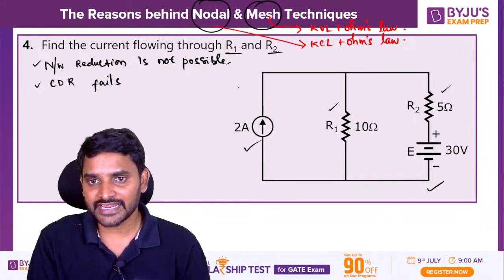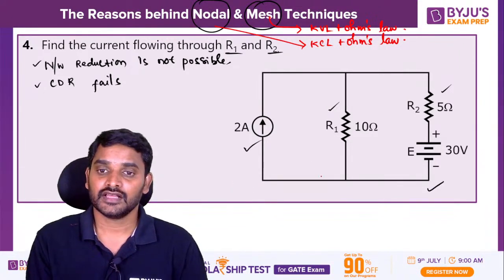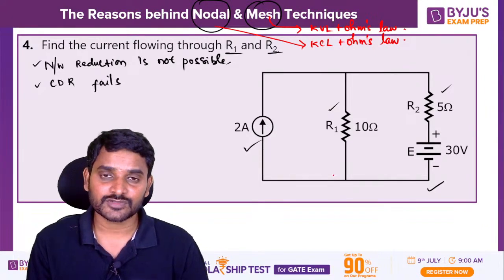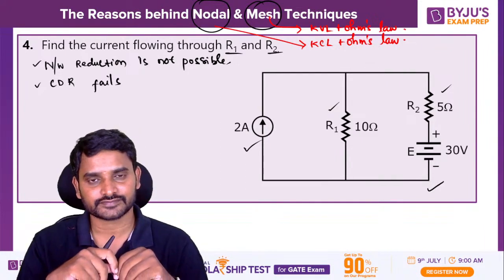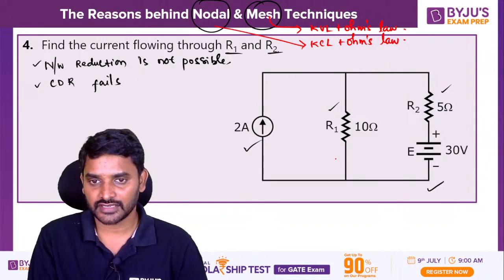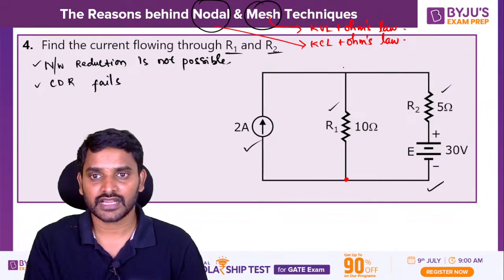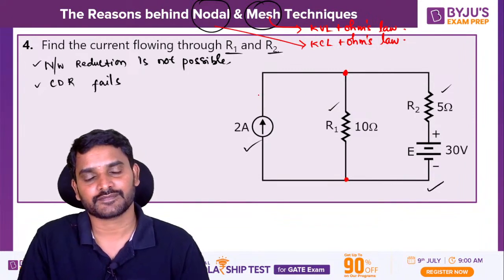Okay. So I am trying to apply nodal analysis. If I apply nodal analysis, always write the node equations at principal nodes. Principal nodes means at least 3 branches have to be connected. Now, here 2 amperes is connected, 10 ohms is connected, and 30 volts is connected. This is a principal node, and this is also one more principal node: 2 amperes, 10, and 5 are connected.